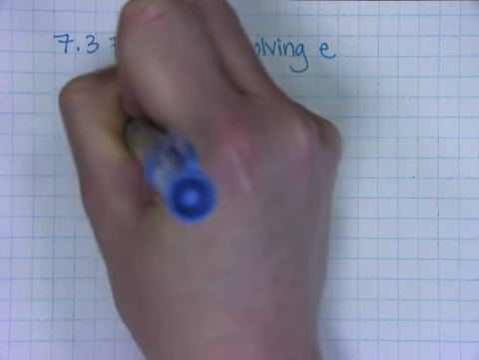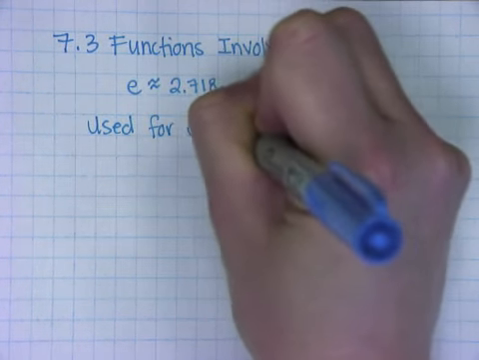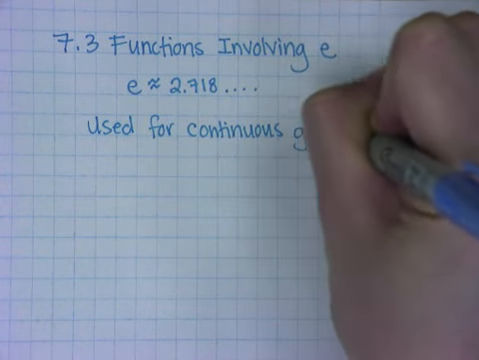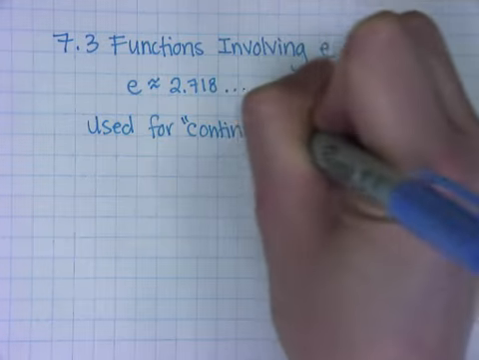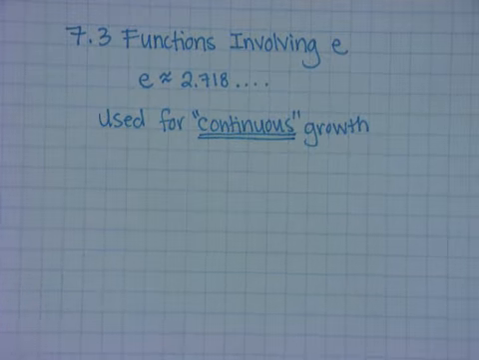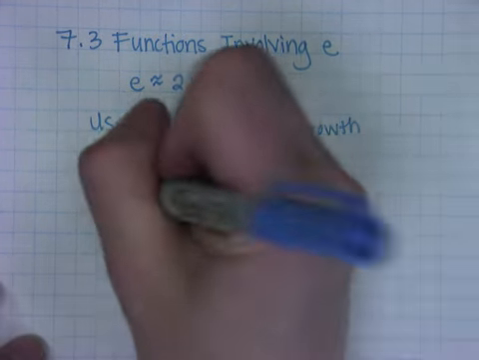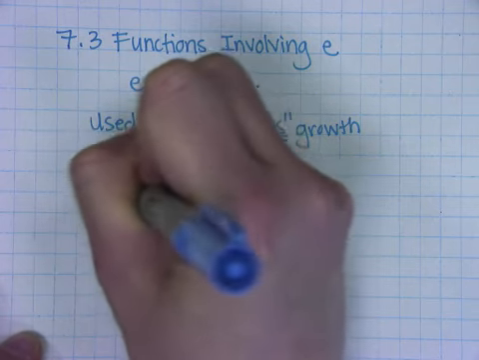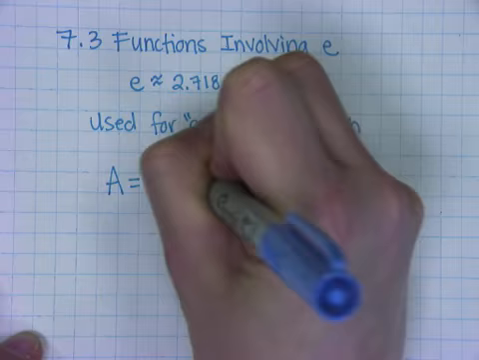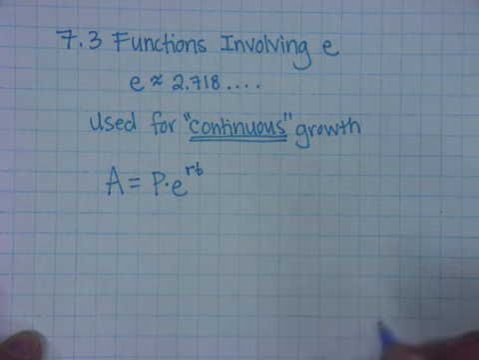So it's used for continuous growth. So this word continuous is going to be something you're going to be looking for today as a clue of when you're supposed to use a formula with e in it, or when you're supposed to use the formula that we've been using. The formula with e in it is A equals P times e to the rt, and this rt up here is up in the exponent, it's up in the power.